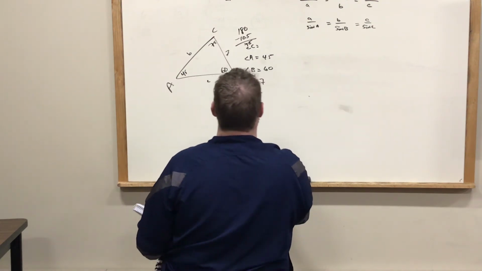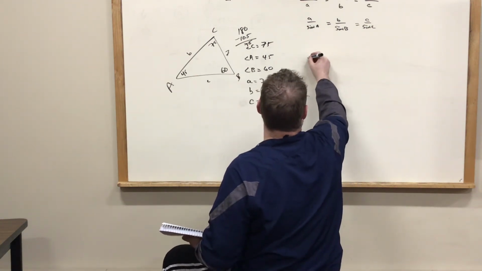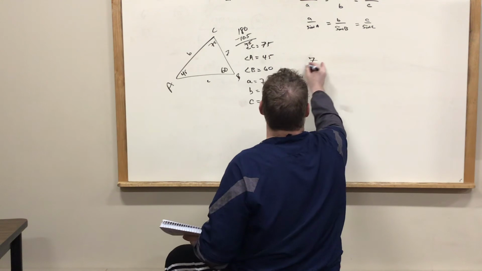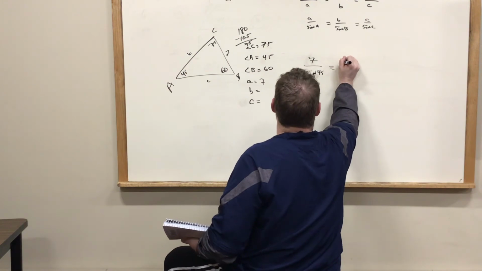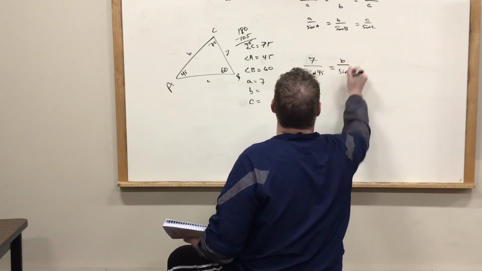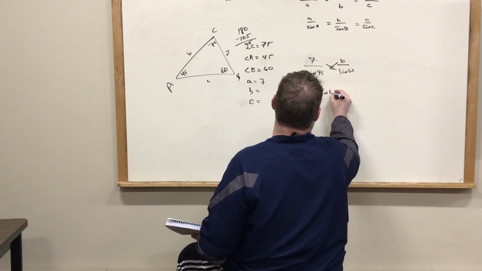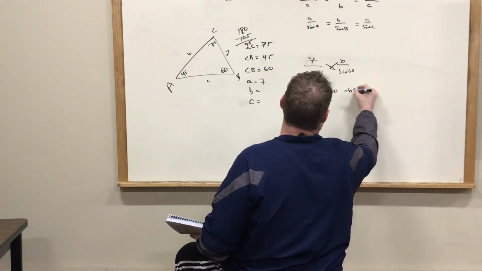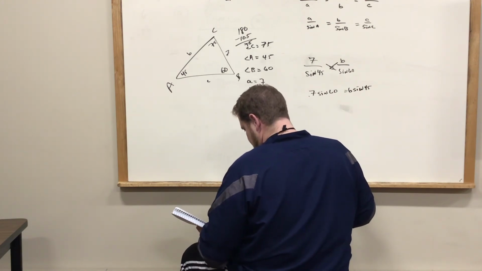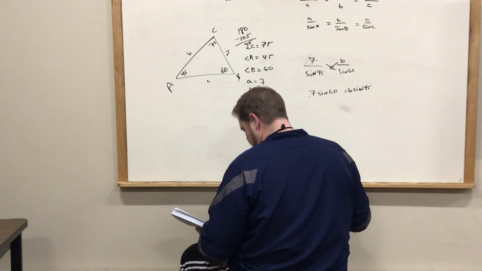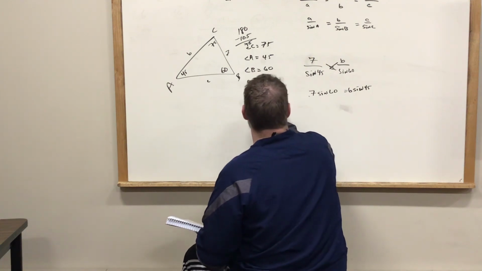All right, now what? So we got C. Now what are we going to do? Law of sines. So we're going to do a, which is 7 over sine 45 equals b over sine 60. Cross multiply: 7 sine 60 equals b sine 45. Oh, sorry. We're looking for just c. They just want us to find c.